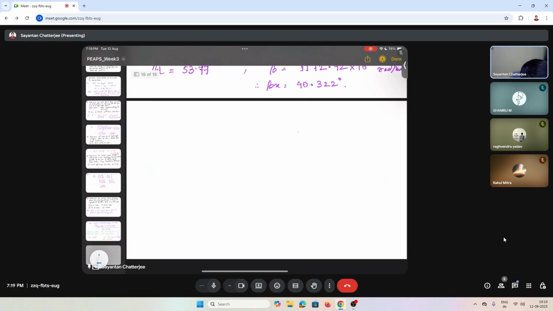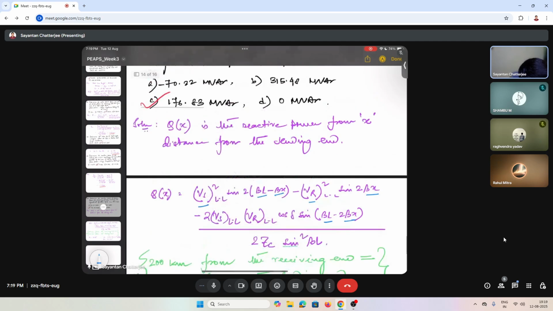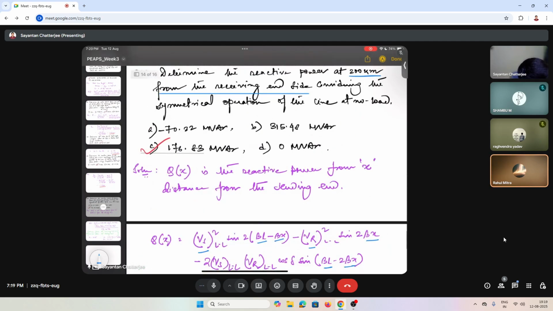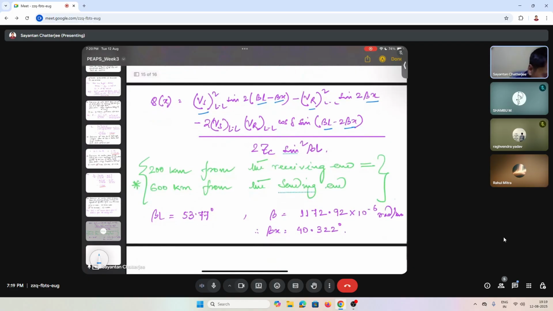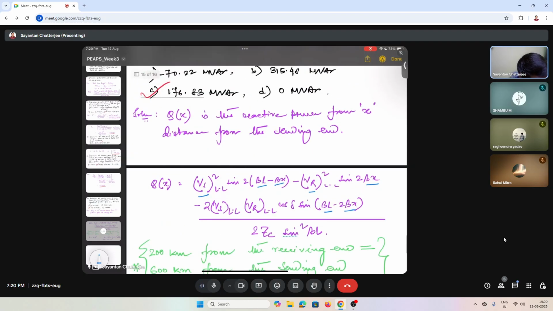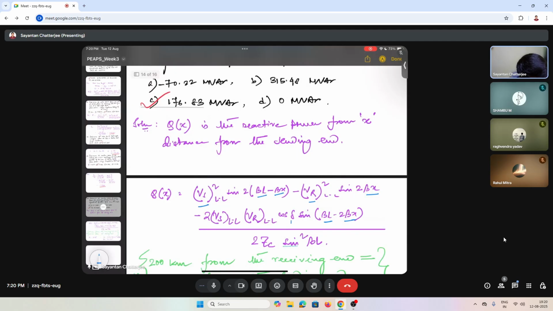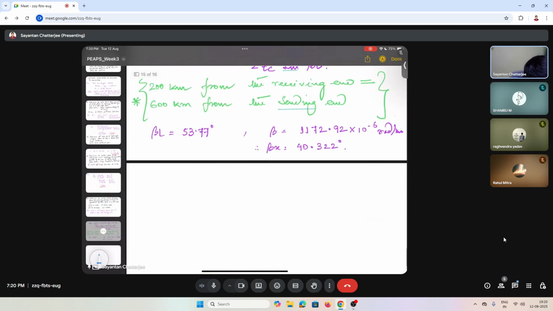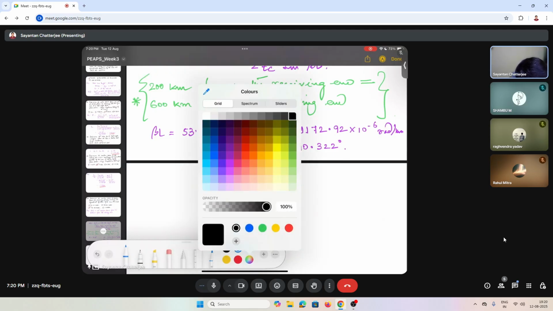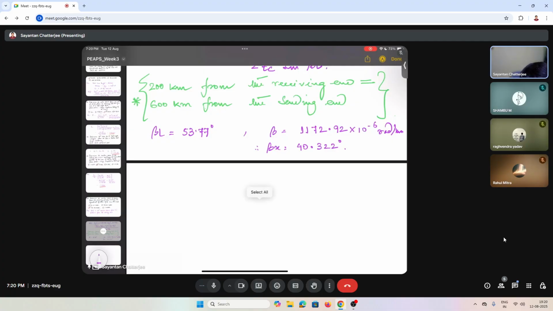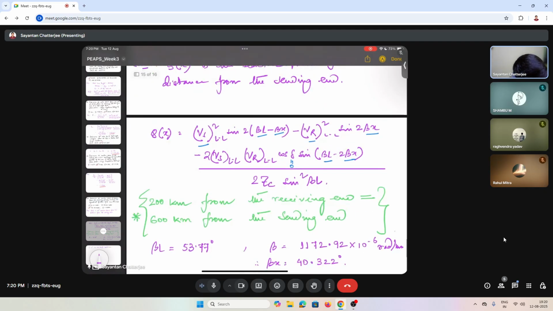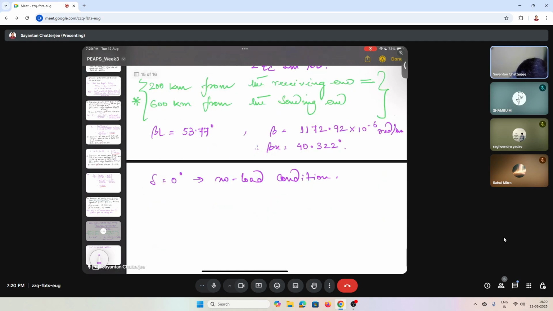Delta value: no load, so delta is 0 degree. For no load condition it will be 0. So delta will be 0 since no load condition. So all the values we have now, just plug in those values.